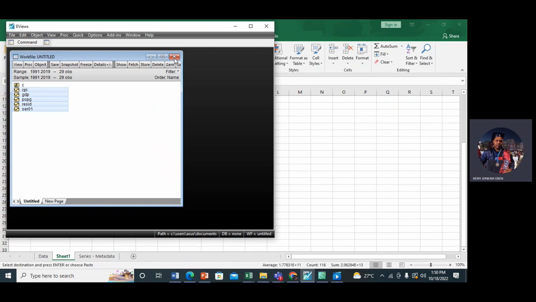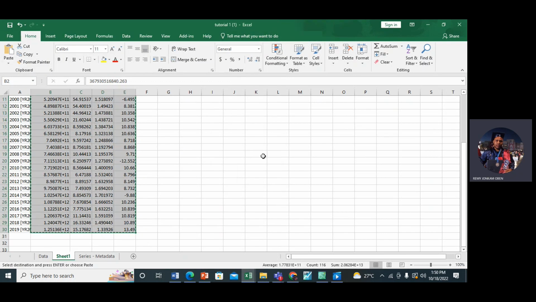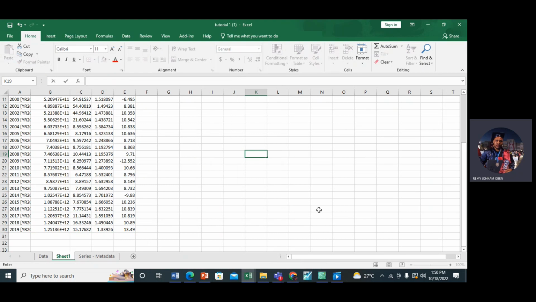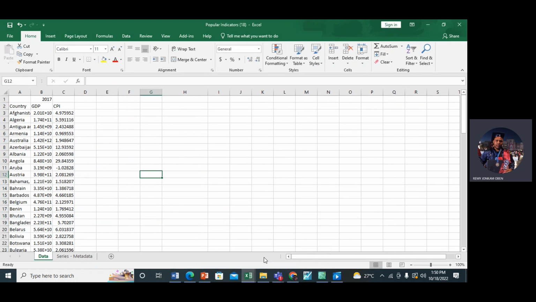Okay, before I work with this data, I'm going to show you how to import cross-sectional data because it is different. So I'll delete this, save no. Let me just close the whole thing. I've closed eViews. Now I'm going to cross-sectional data. This is our cross-sectional data.